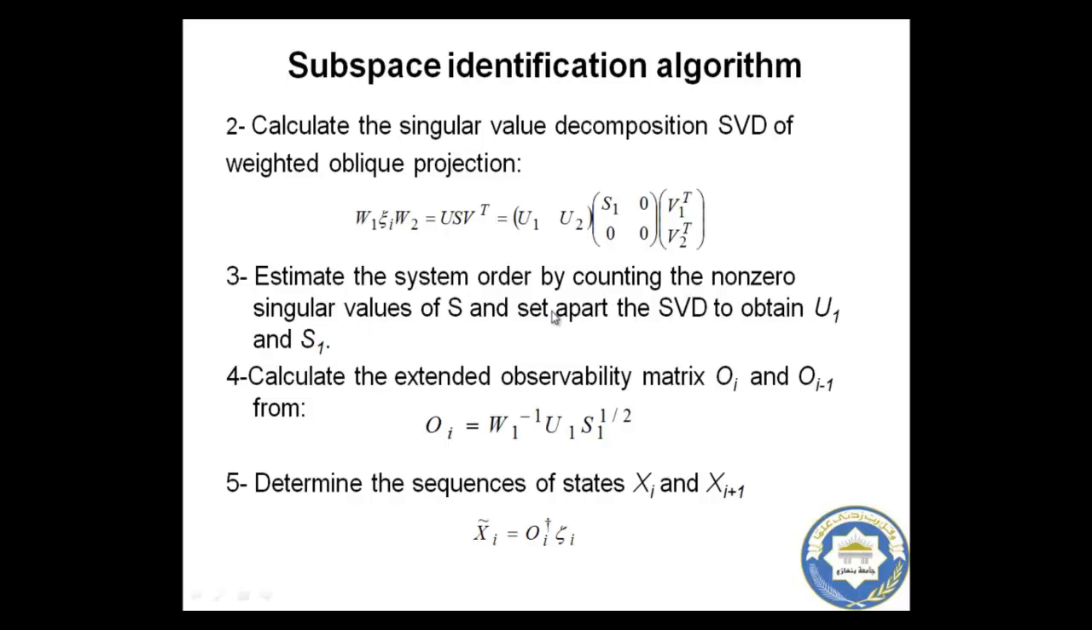Then estimate the system order by counting the non-zero singular values of S, and separate this SVD to obtain U1 and S1. Then we calculate the extended observability matrix, which is used to determine the sequence of states.